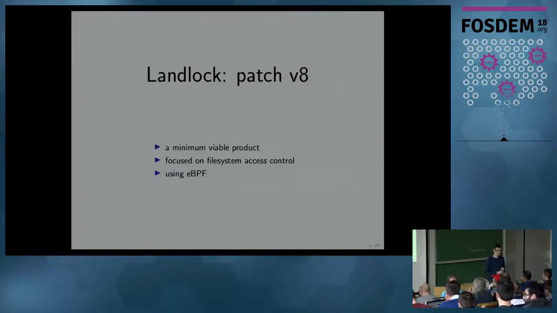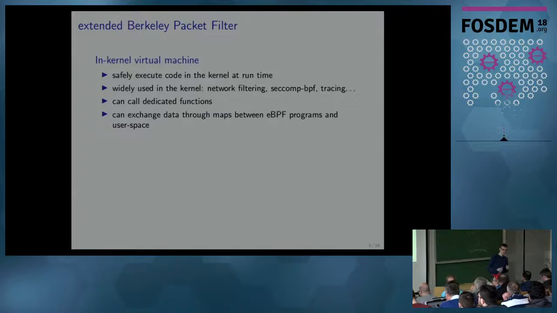It is focused on file system access control, which is one of the most difficult kernel resources to enforce an access control on. And underneath, it is powered by eBPF. So what is eBPF? eBPF stands for Extended Berkeley Packet Filter. It came from the classic BPF that you may know if you use tcpdump or Wireshark to filter network packets. eBPF is an in-kernel virtual machine which is designed to safely execute code in the kernel, and this code is loaded by user space and may be loaded by unprivileged processes as well.